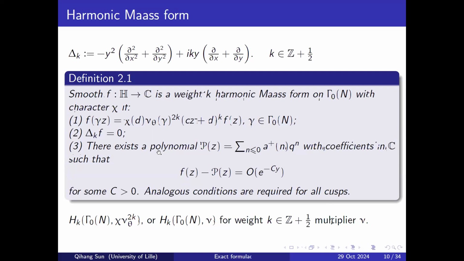Every harmonic Maass form should have some principal part, which we call the polynomial. It is a polynomial in q to the power of -1, and their difference should be controlled on every cusp. And this is what we call the principal part, because it shows the principal part of the harmonic Maass form at different cusps. And we use H_k to denote the space of those functions.